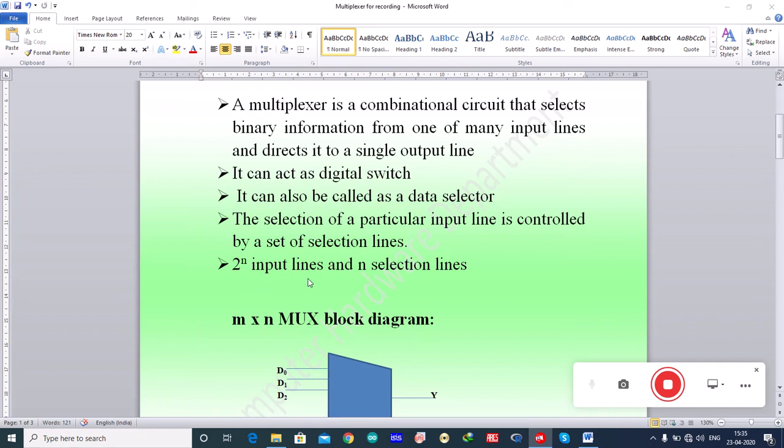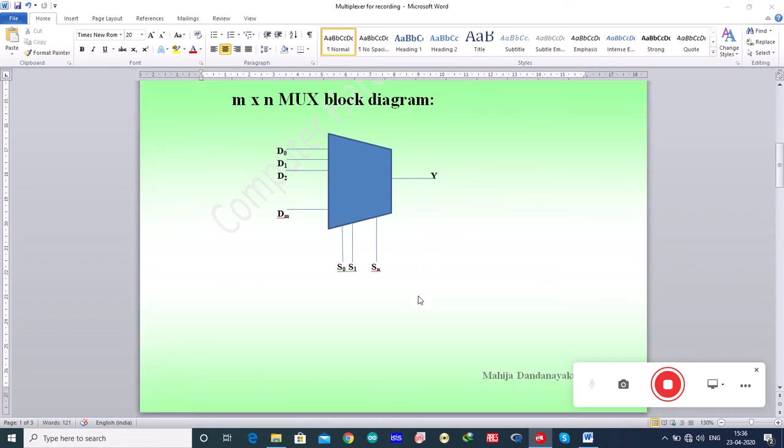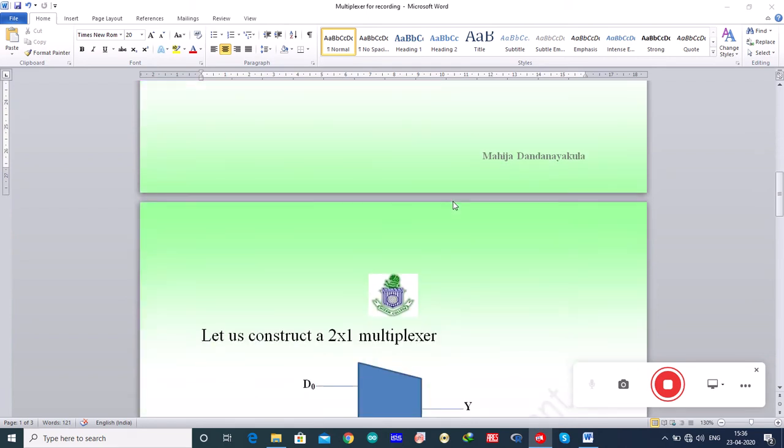Normally, there are 2 power n input lines and n selection lines. That is, for example, if there are 8, 2 power 3, input lines, there will be 3 select lines. Below is the M by N mux block diagram. Generally, we call multiplexer as mux in short. M by N means M input lines and N selection lines and 1 output. This is a general block diagram, and it is drawn in wedge shape to indicate that you have more number of inputs and 1 output.